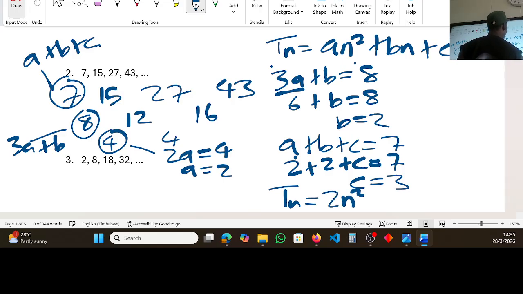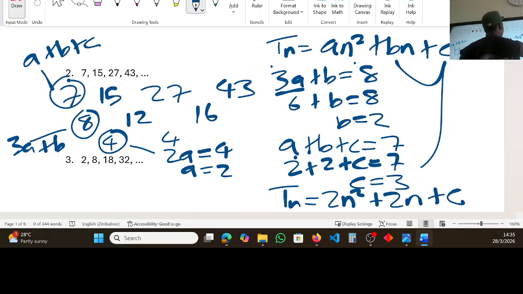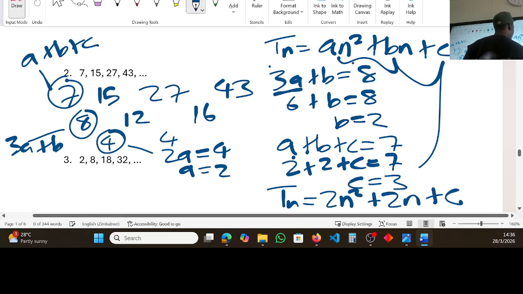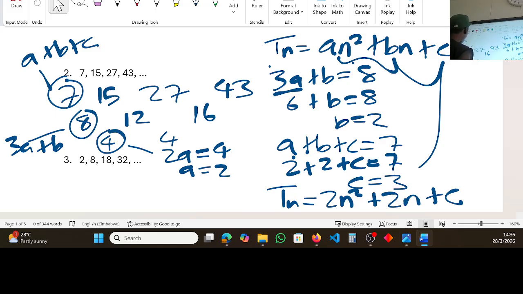So that's 2n squared plus b, I got it as 2 again, so it's 2n plus 3. I'm substituting for these values. So that's my formula for the nth term.